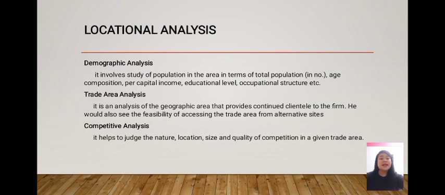It involves the study of population in the area in terms of total population, age composition, per capita income, educational level, occupational structures, etc. Demographic analysis, or DA, is a method used to evaluate the quality of the census. We use current and historical vital records, data on international immigration, and Medicare records to produce national statements of the population. And next is trade area analysis.